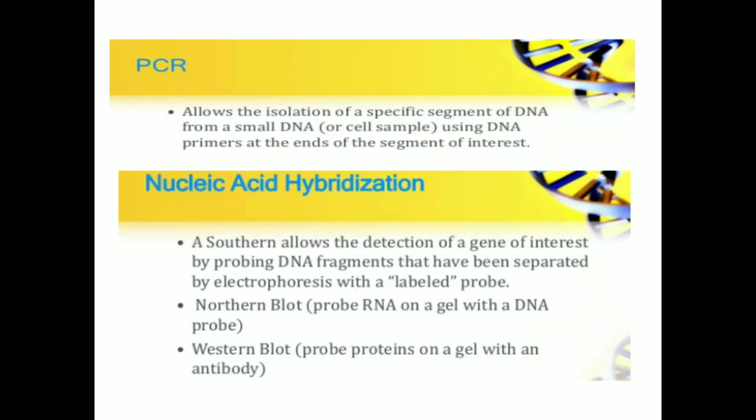Nucleic acid hybridization. Southern blotting allows the detection of a gene of interest by probing DNA fragments that have been separated by gel electrophoresis with a labeled probe. Northern blotting probes RNA on a gel with a DNA probe, and western blotting probes proteins on a gel with an antibody.